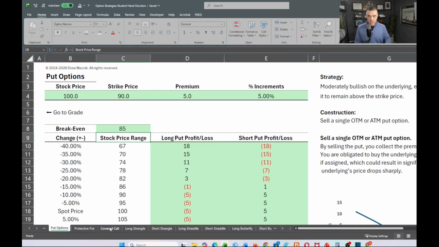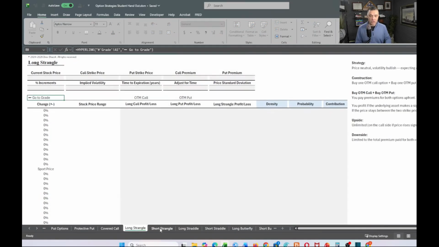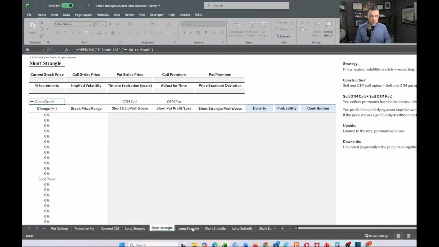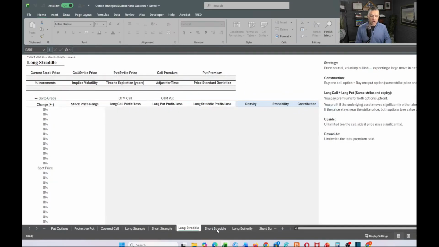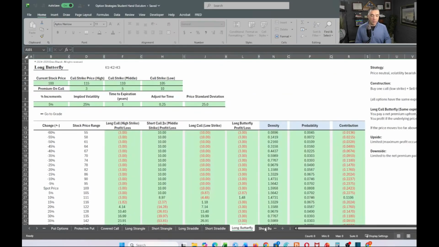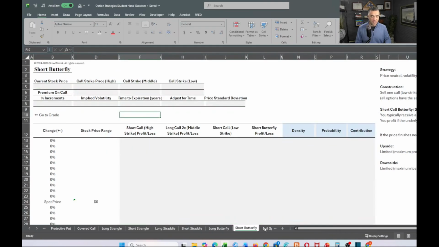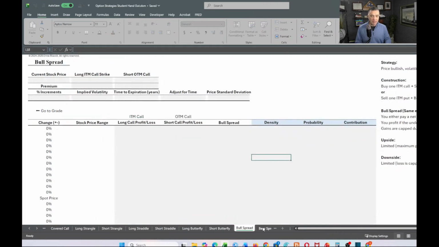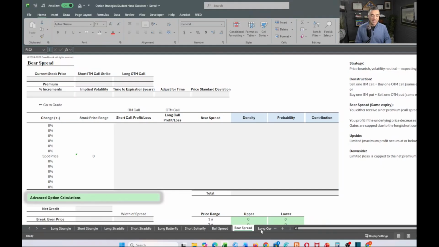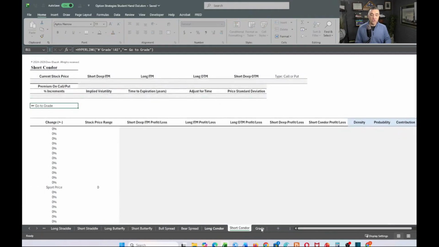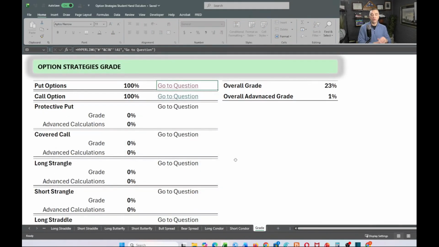Okay, the rest of it, I'm just going to show you guys something. You've got the covered call, long strangle, short strangle, long straddle, short straddle, long butterfly, which I already solved. I've got to delete it. Short butterfly, bull spread, bear spread, long condor, short condor. And I'm going to show you the grade real quick.